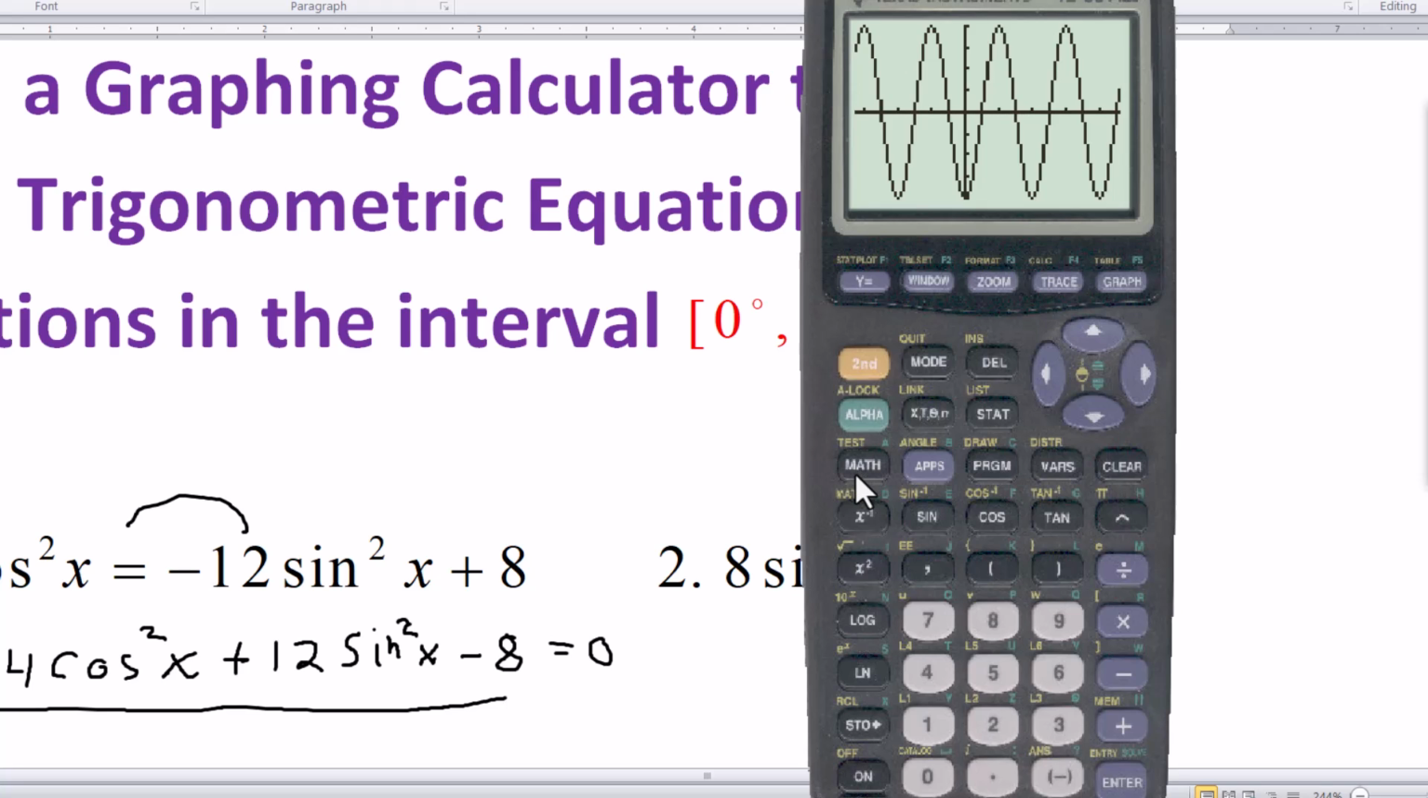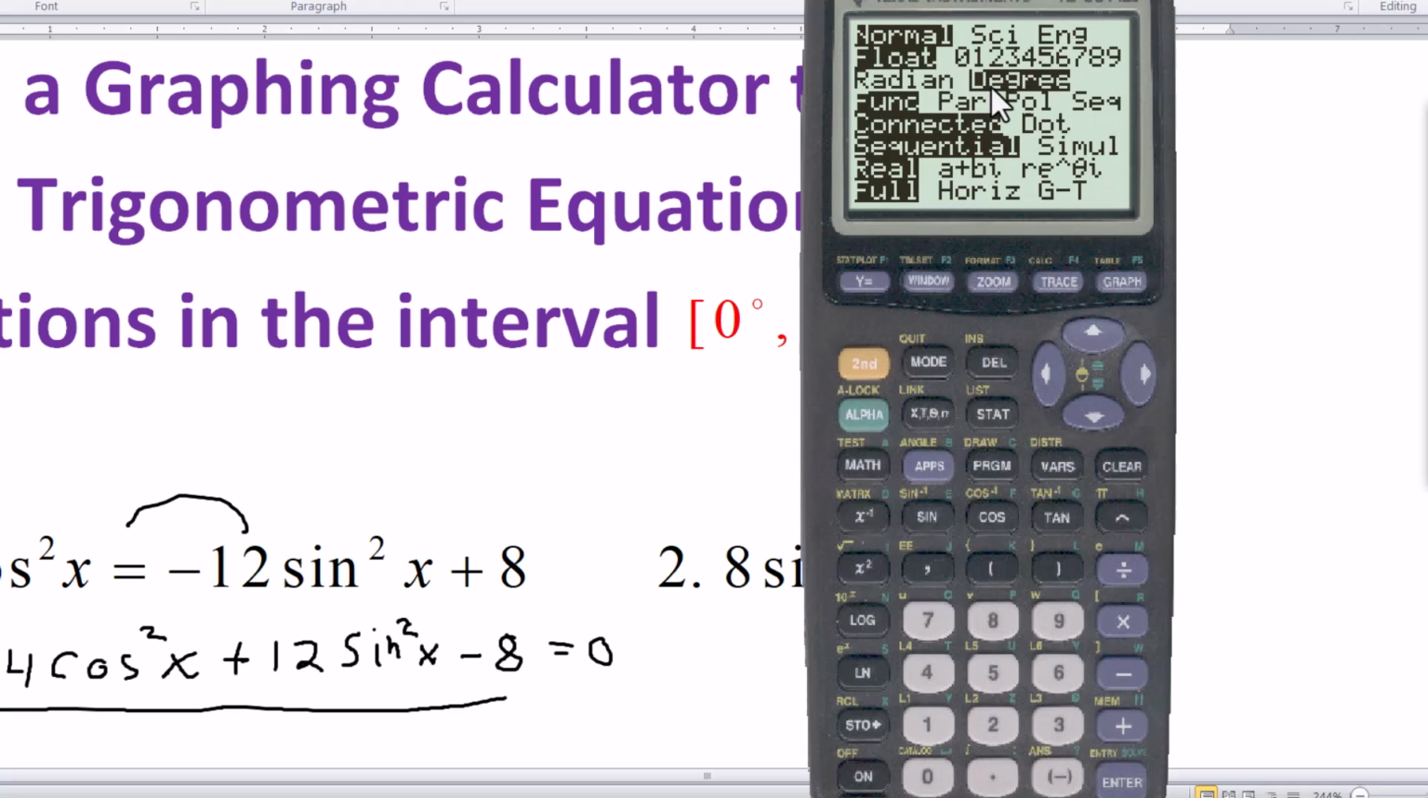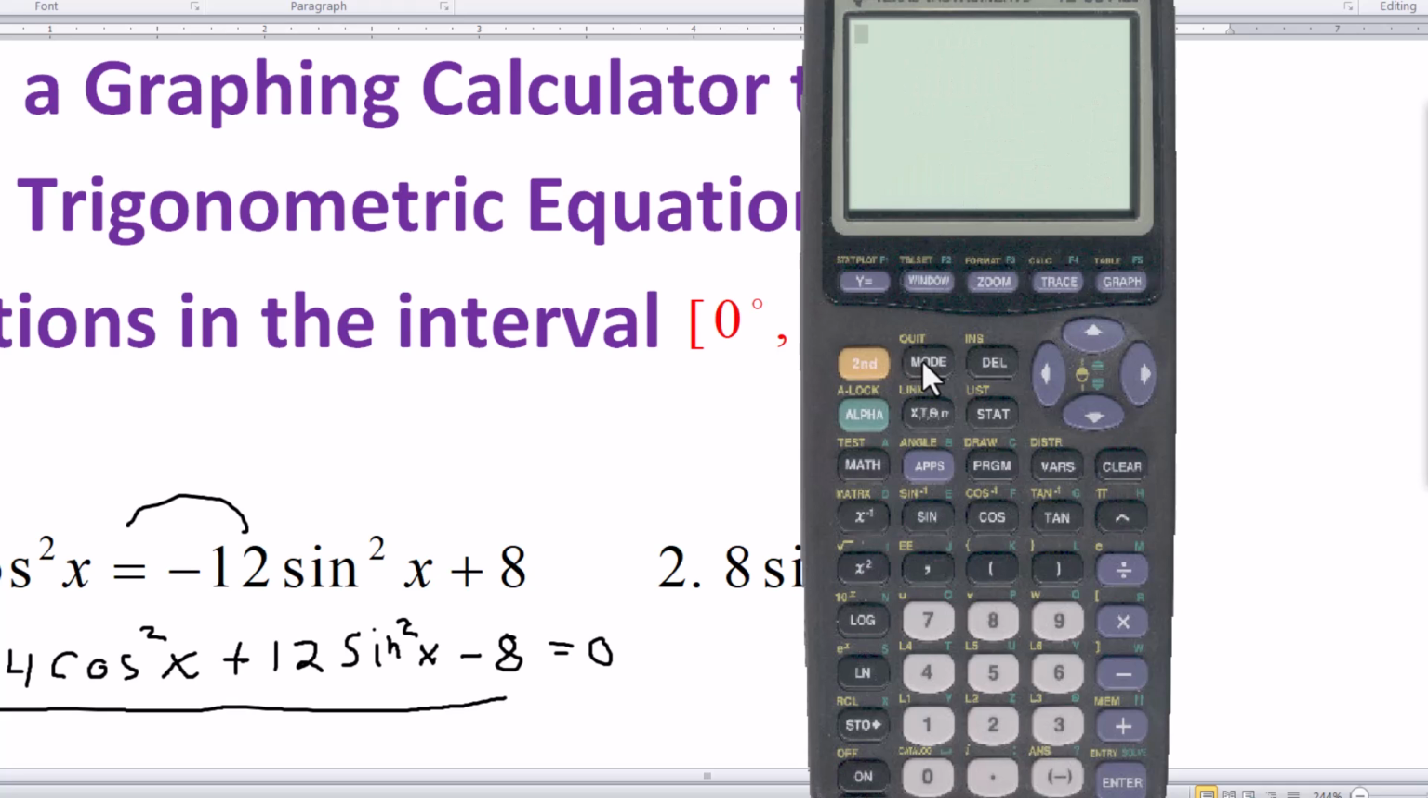Now, I want the solution in degrees, so I want to make sure that the calculator is set to degrees and not radians. So for the mode, you can see it's in degrees. If I want the answer in radians, I could first find it in terms of degrees and then multiply each solution that I got by pi over 180 degrees. Cancel the degrees, and it comes out in radians.